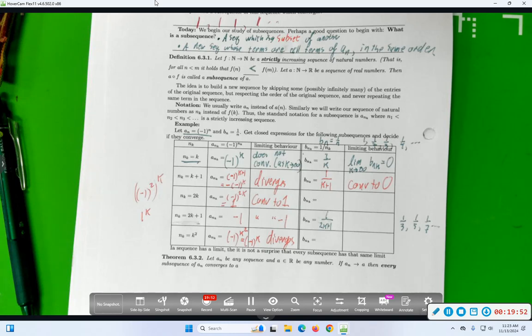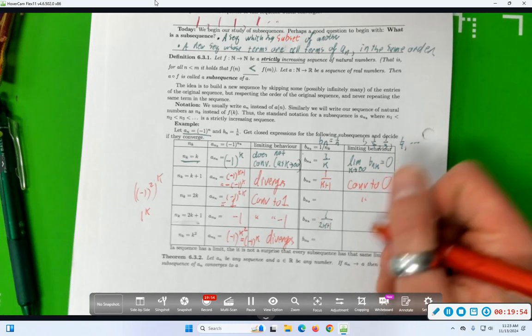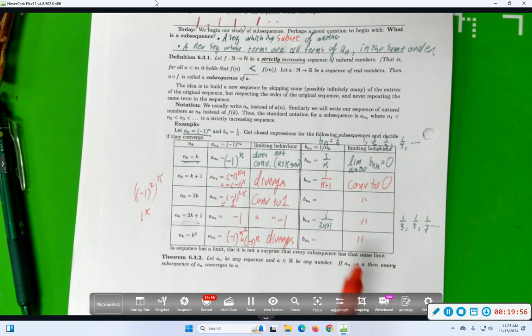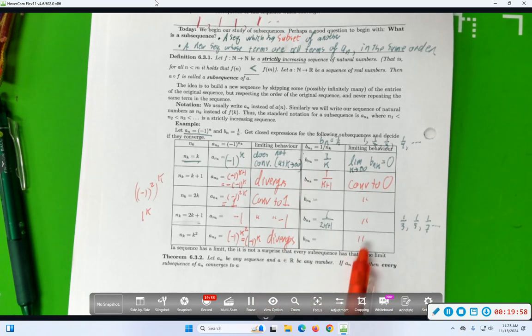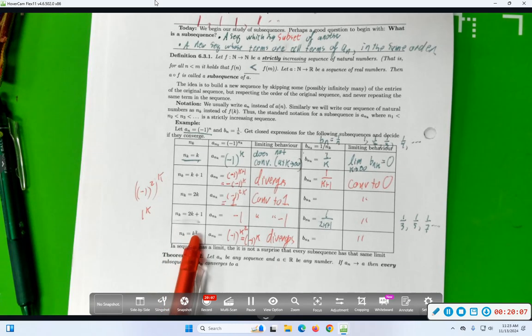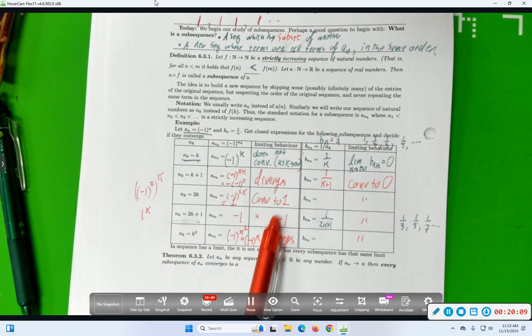So there's something that's suggested here: if you start with something that converges, subsequences converge. Which hopefully seems intuitively reasonable. If you start with something that diverges, then some subsequences converge, some of them diverge. That's the takeaway of this table. And in fact, this idea that some subsequences converge is the big theorem of the day. But let's start with something a little bit lighter.